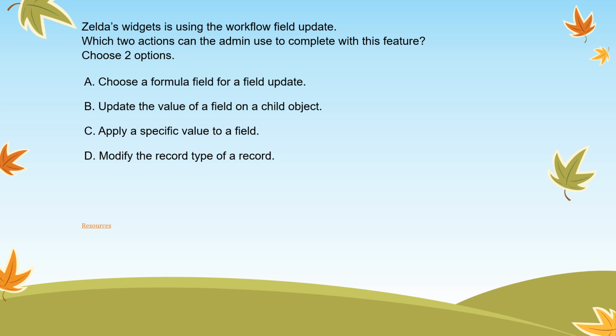So let's go with A. Choose a formula field for a field update. This is not going to work because formula fields are calculations and cannot be updated with workflow. And the question above specifically uses the term workflow field update. B. Update the value of a field on a child object. Workflow actions cannot update child records, so that one is out as well. C. Apply a specific value to a field. You can do that. And D. Modify the record type of a record, and you can definitely do that. So let's see if we are correct. We are going with C and D.